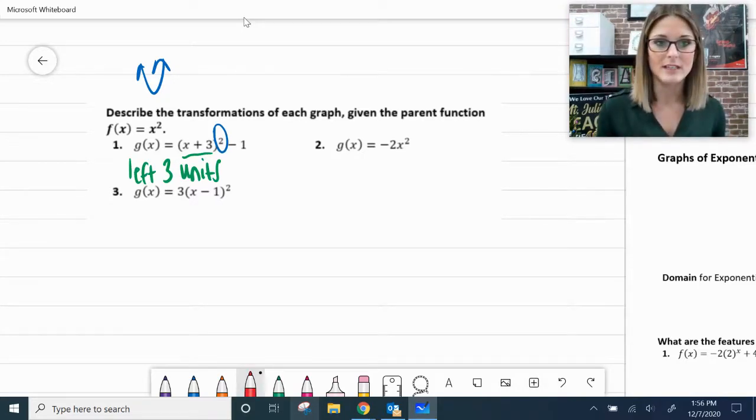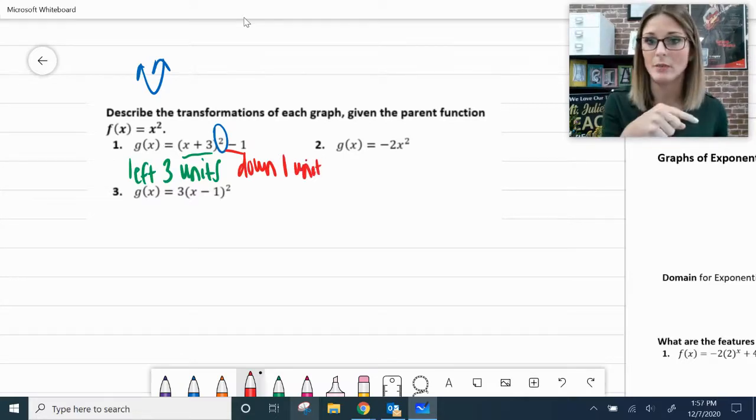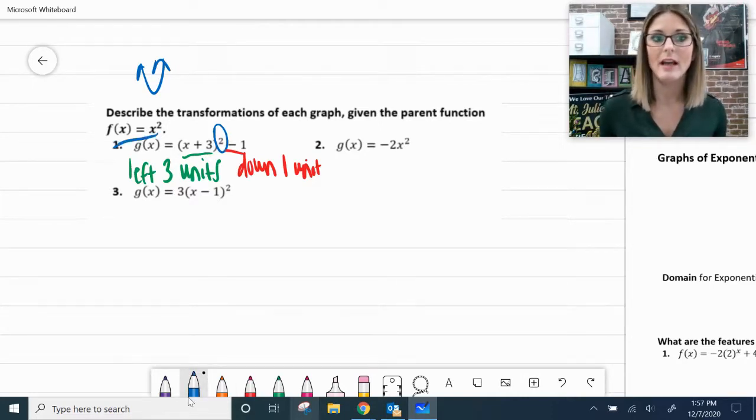We also have this minus 1 at the end. If you have addition or subtraction at the end, that shifts it up or down for our parabolas. So this minus 1 is going to shift it down 1 unit. Those are your 2 transformations on number 1. Looking at the plain old parabola, f of x equals x squared, this first one has been shifted 3 units left and 1 unit down. And these are very popular questions on the EOC, so these are worth reviewing.